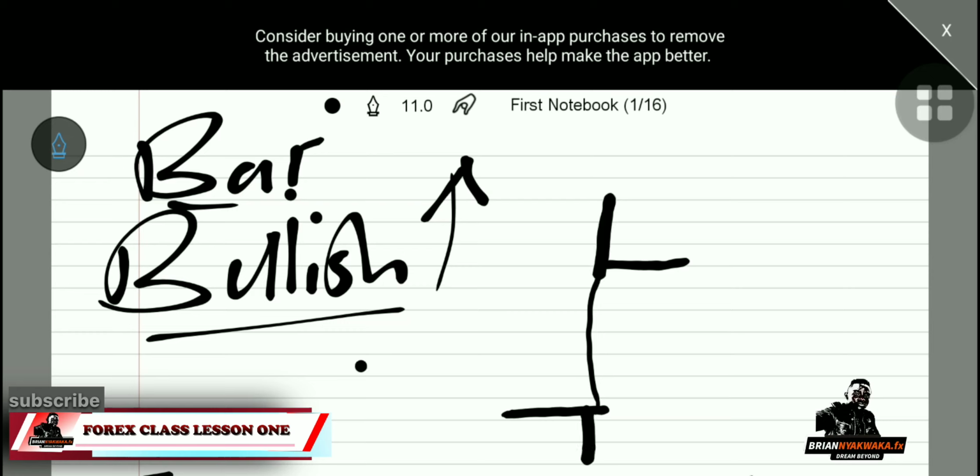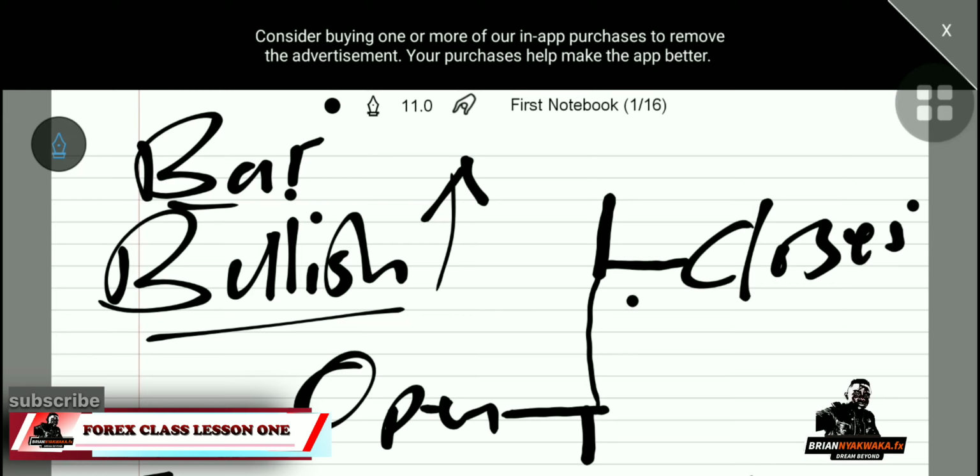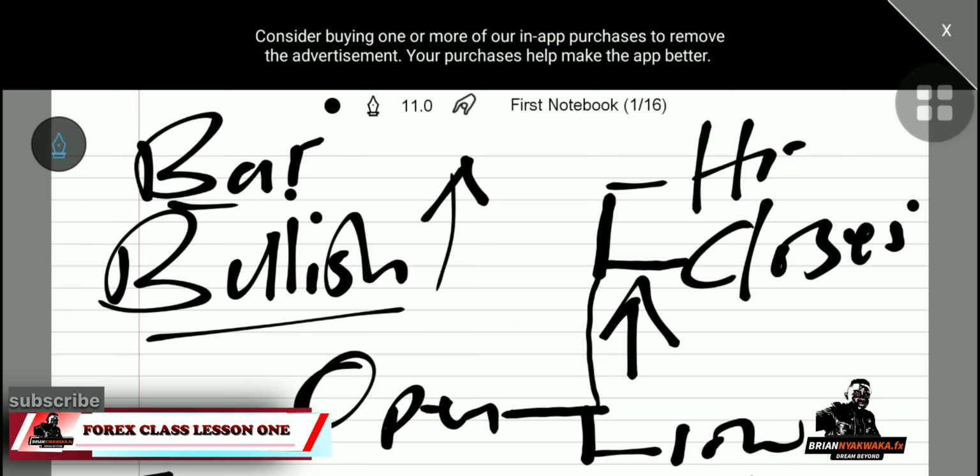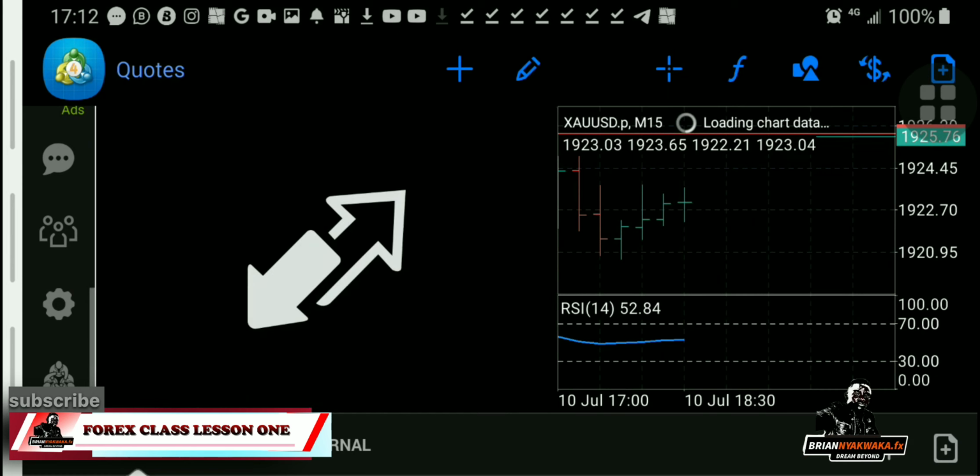So this is the point at which the price opened, and this is the point at which the price closes. So you can see that upward movement, and then we have the low and the high of the price. So we have two different types of bars, bullish and bearish. When we go to the market, you'll see how it looks.